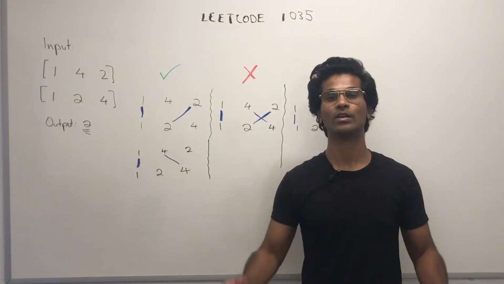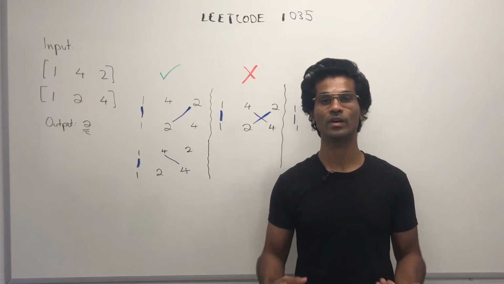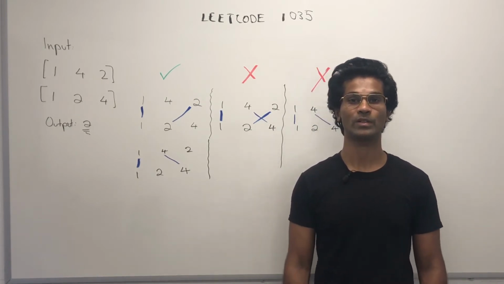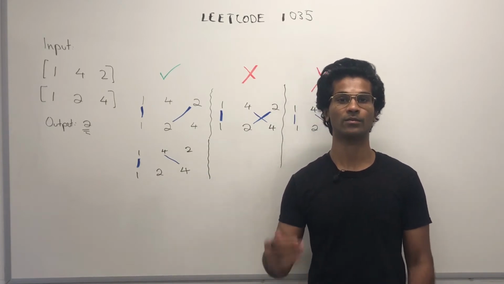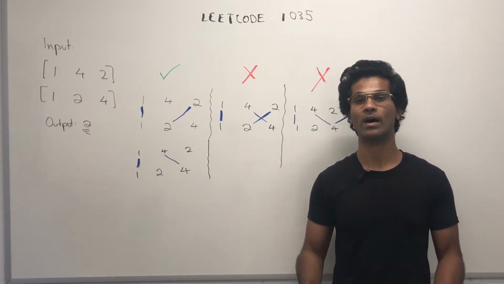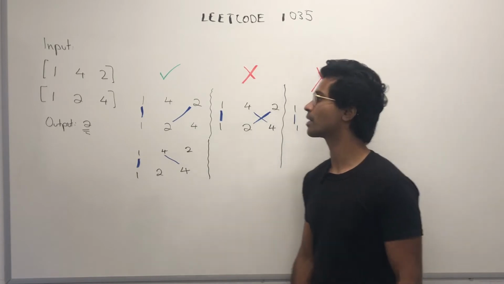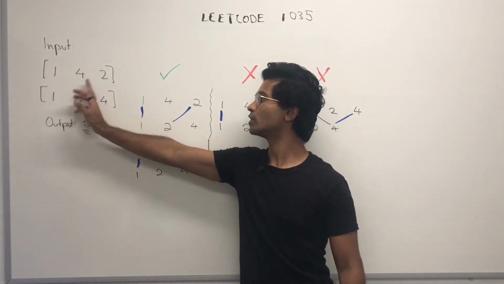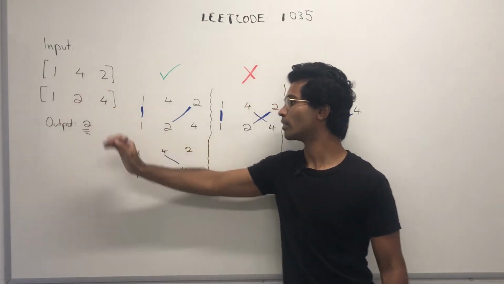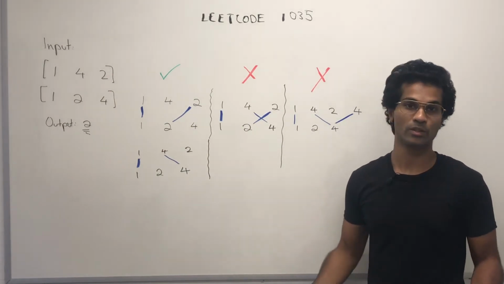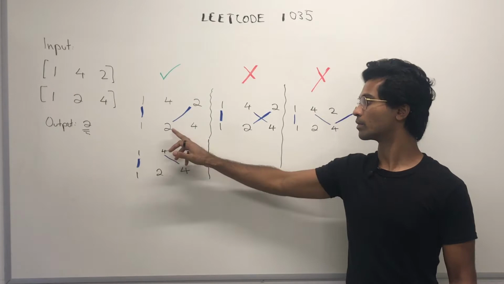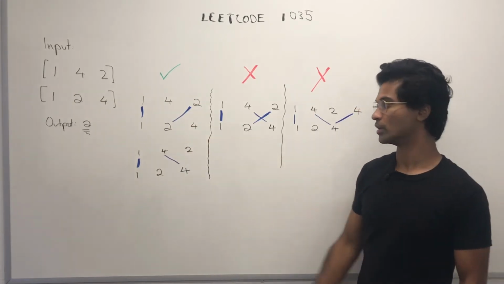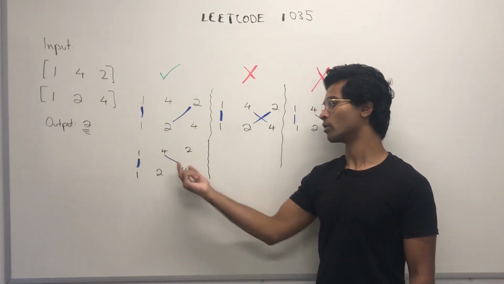So the input is going to be 2 integer arrays, and the output is going to be the maximum number of lines we can draw connecting from one array to the other without any crossed lines. So we have 1, 4, and 2, and we have 1, 2, and 4. The output in this case is going to be 2. We can draw a line from 1 to 1, and from 2 to 2. Or we can do it from 1 to 1, and then draw from 4 to 4.